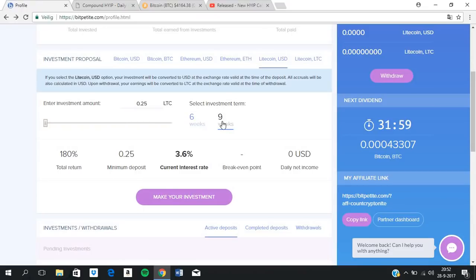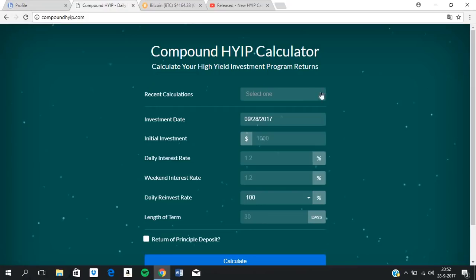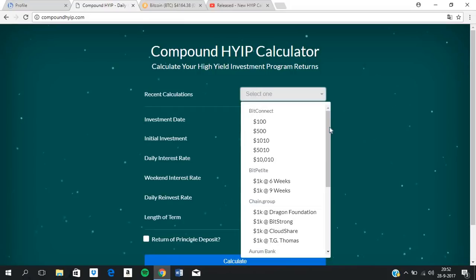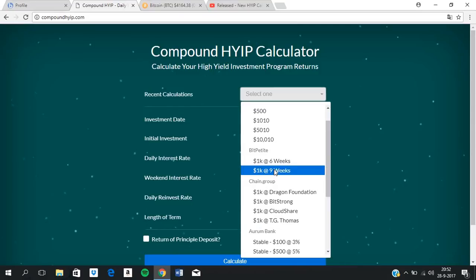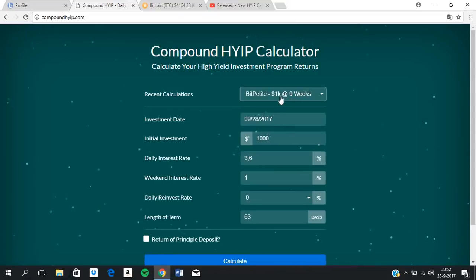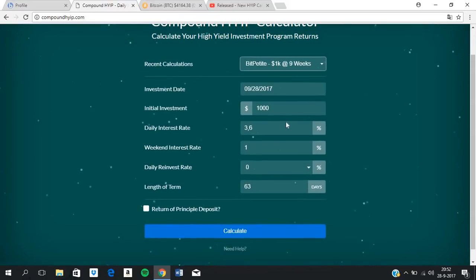So you can choose 9 weeks, and I will show you why 9 weeks is better, and you will receive a higher ROI. Here, if you choose, for example, 1K, you can fill in the calculations. These are pre-filled calculations. 1K at 9 weeks, then it will fill in your initial investment, which is 1K. It will also fill in the date, which is 28th of September, the daily interest rate, 3.6%, which is on weekdays, and the weekend interest rate, which is 1%.